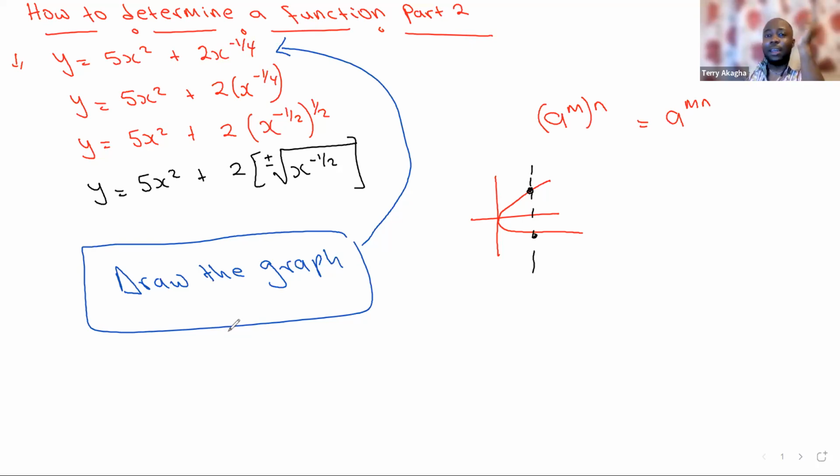And always remember that if there's a square root in the equation, it will never be a what? A function.